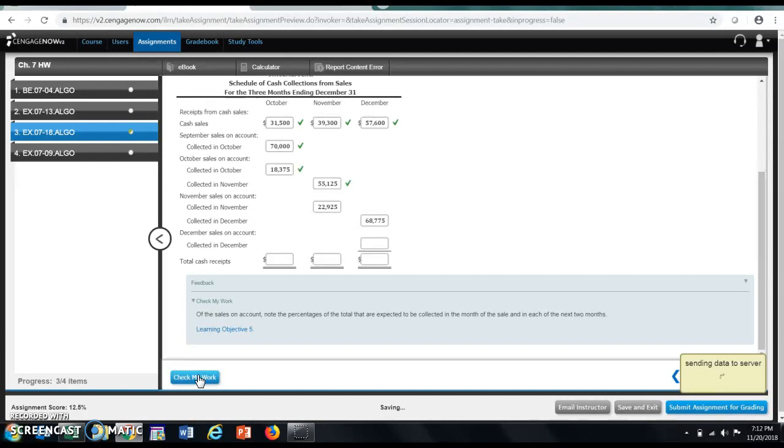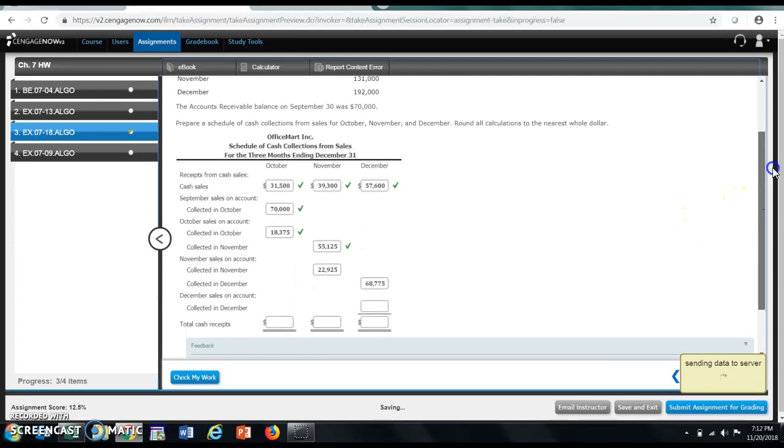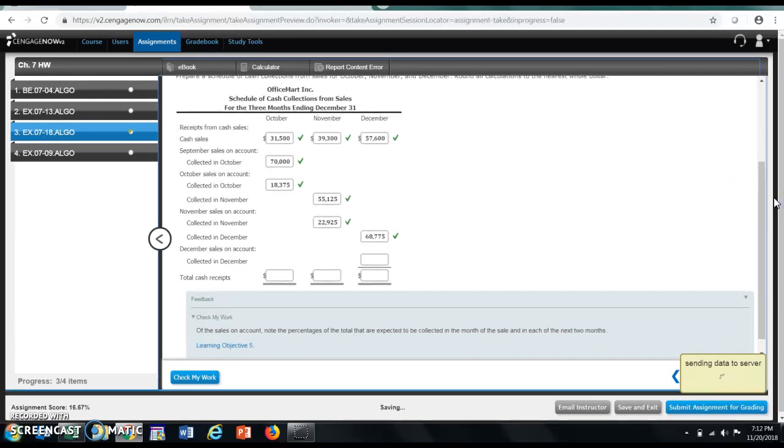While it does that, we'll look at December. Okay, my December sales were 192,000, and we collected $57,600 as per our first line. So the remainder is $134,400. That's a receivable amount. We collect 25% of that in the first month, or $33,600.